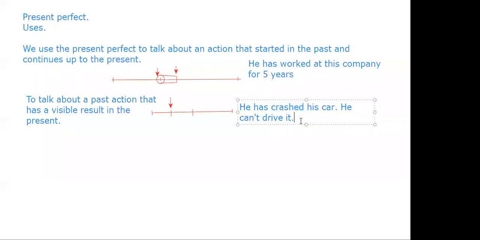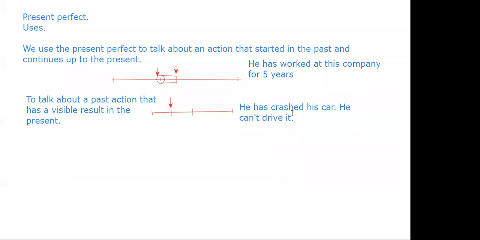He can't drive it. Why can't he drive it? Because the car is crashed. Okay? It's in a very bad condition. It's not working. So since he crashed it, you can see the result today. So you can say he has crashed his car. He can't drive it. So what happened here?